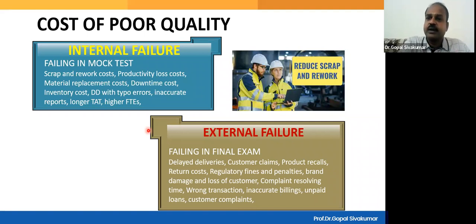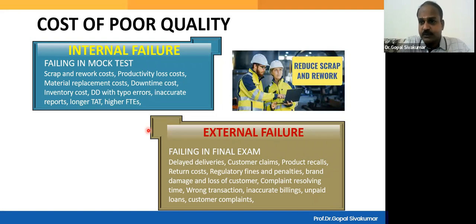Now this is an external failure because the customer has come to know that you are not able to deliver on time, and then he has rejected your supplies. And the claims made by the customer, the product recall. Product recall is when, after launching the product, a defect is detected in your product, and then you recall all the products at your own cost, and then you rectify them, and that is called product recall. And this is an example of external failure.